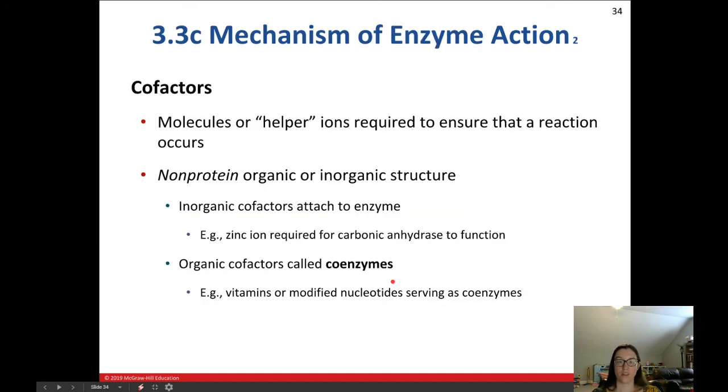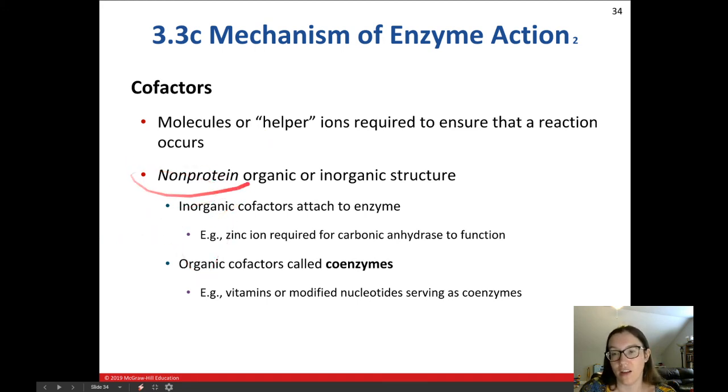It is important that we regulate the enzymes and how they work. One of the things that we use to regulate the enzymes or activate them is a cofactor. Cofactors and coenzymes. Cofactors are molecules or helper ions that are required to activate the enzyme or to ensure that the reaction occurs. These are really important, and we have lots of different enzymes that require lots of different cofactors or coenzymes.